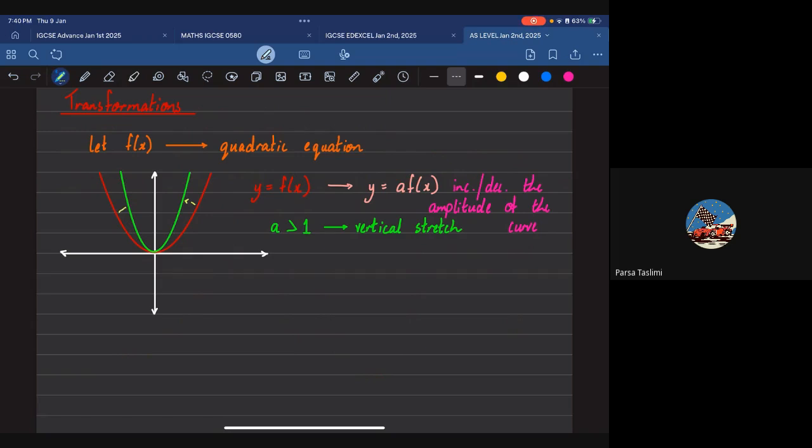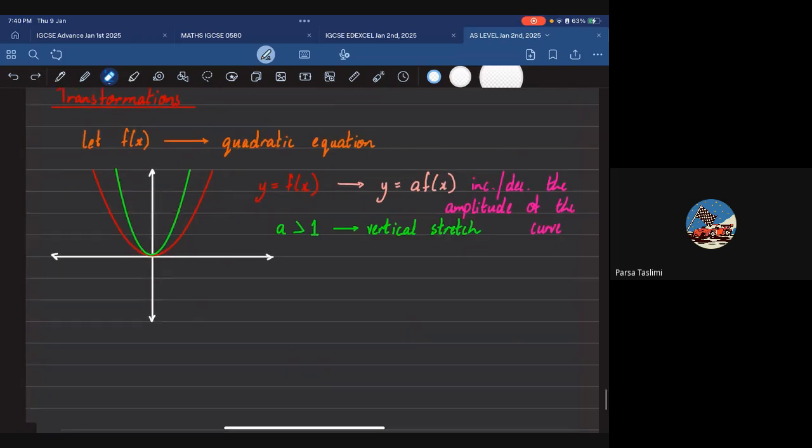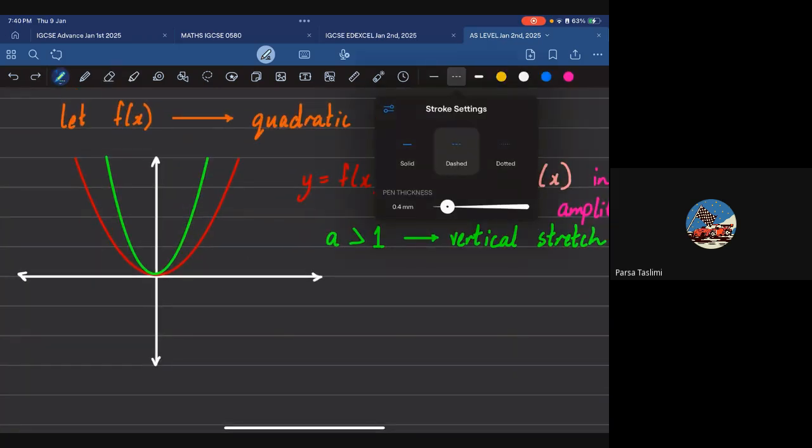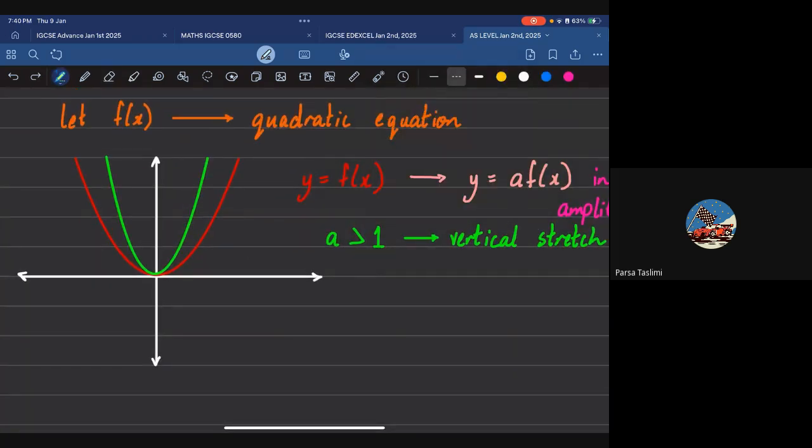I wanted to show dotted lines, but apparently the pen's too thick. Wait, can I decrease it? Oh, wow.